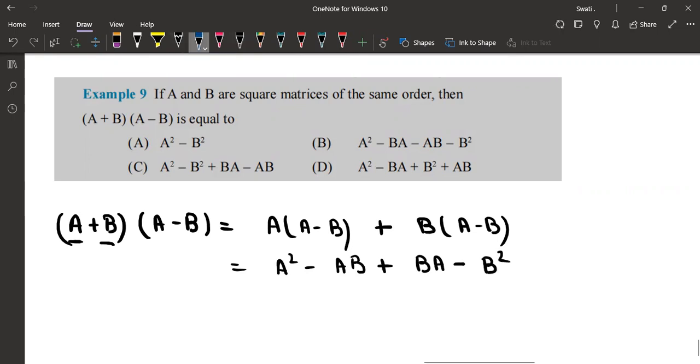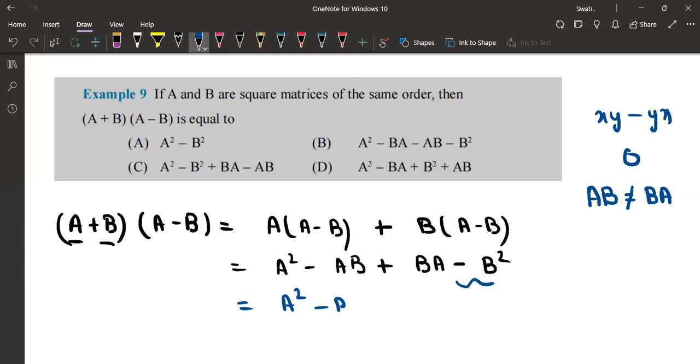Now, the very first thing we can do is we know that XY is the same as YX, right? So if we have XY minus YX, we can write 0. But in matrices, it is not the case. In matrices, the product of A and B is not equal to B and A. That is why here minus AB plus BA will not get cancelled. They are going to remain as they are. That is why the answer will become A square minus B square plus BA minus AB.